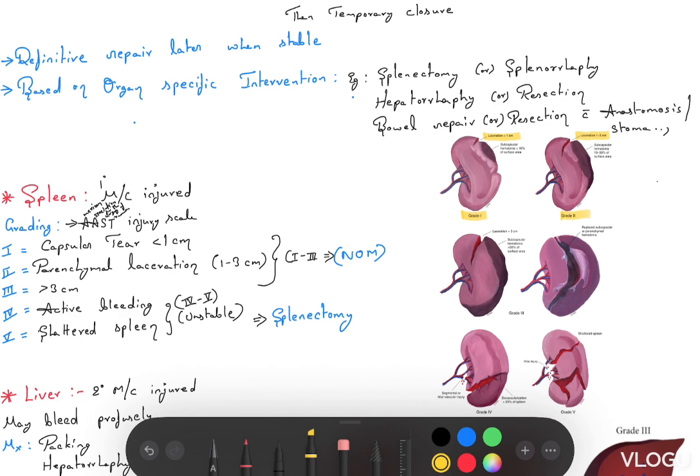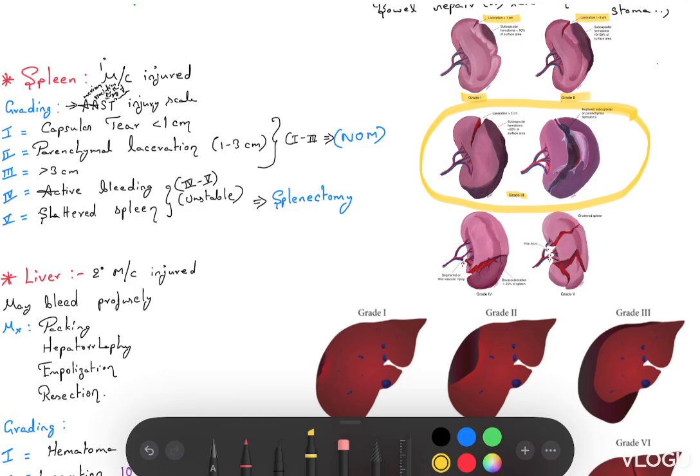Okay, so next we can see that is grade 3. In grade 3 we can see lacerations of more than 3 centimeters. Okay, you can see these 2 pictures. This is the grade 3. Next we can see here that is grade 4. In grade 4 we can see active bleeding, and grade 5 is a hilar injury and shattered spleen injury. So this is grade 4 and 5.